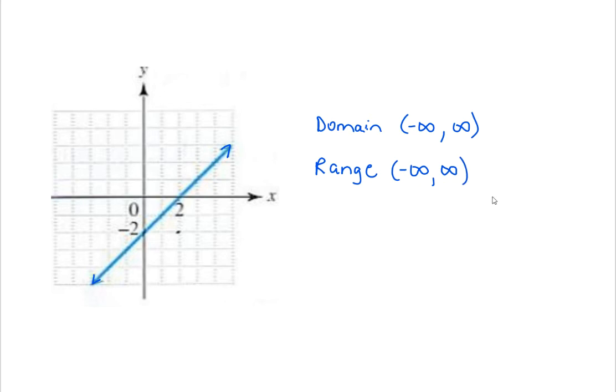Now, to determine if this is a function, remember this means that we can't have the same x value for more than one y value. If I were to look at any point on this graph, this x value only matches up with this one y value. This x value only matches up with this one y value. Every one of these x values only matches up with one y value. So this would be a function.